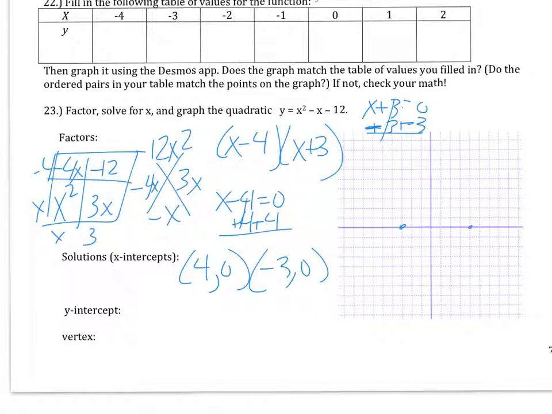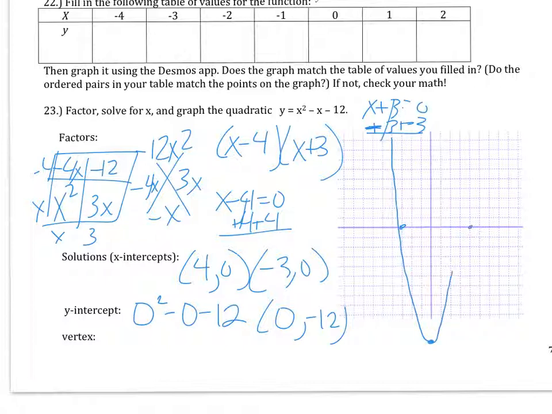Our y-intercept, we talked about in class, we plug 0 in for x. When we do that, we are left with negative 12. So we have 0, negative 12, which might not be on the graph. I don't think it is. So I'm just going to put a point down there, and then we can connect them as best as we can to make a parabola.